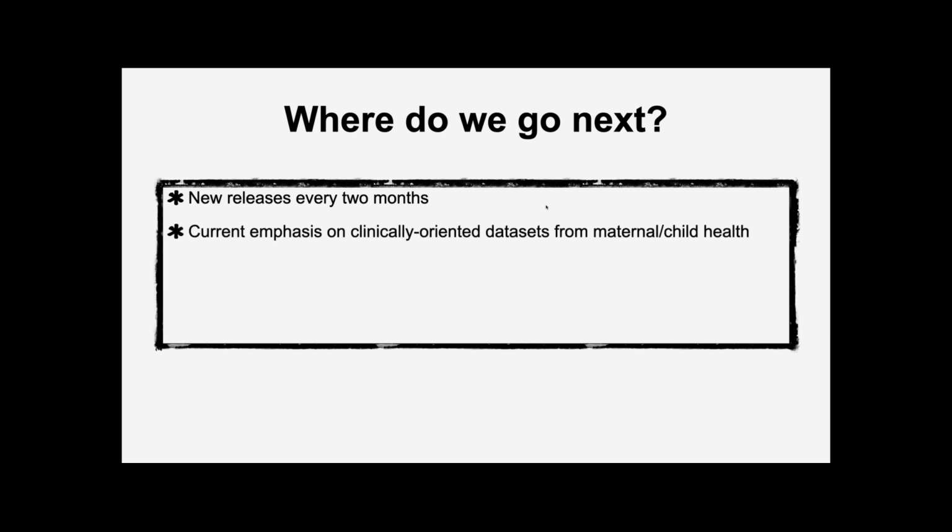Our current emphasis is really on clinically oriented data sets from maternal and child health. That's not to the exclusion of other data sets. We clearly have insect data. We have data from veterinary studies, but the majority of the data is currently from these human studies, many of which have data also available on ClinEpiDB for those of you who are interested in more extended clinical and epidemiological information.